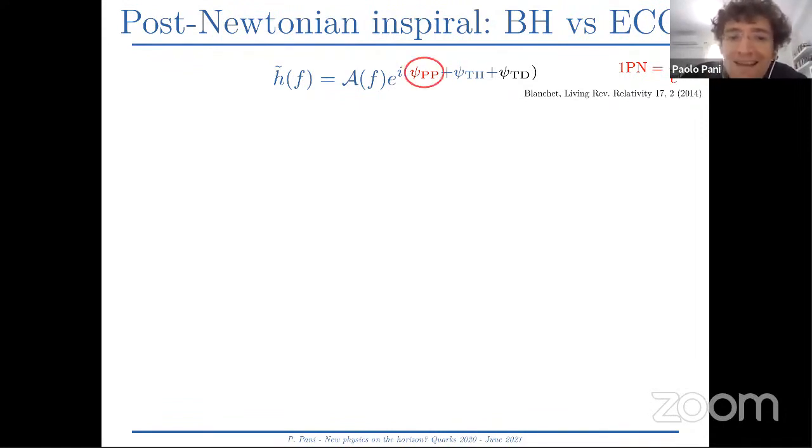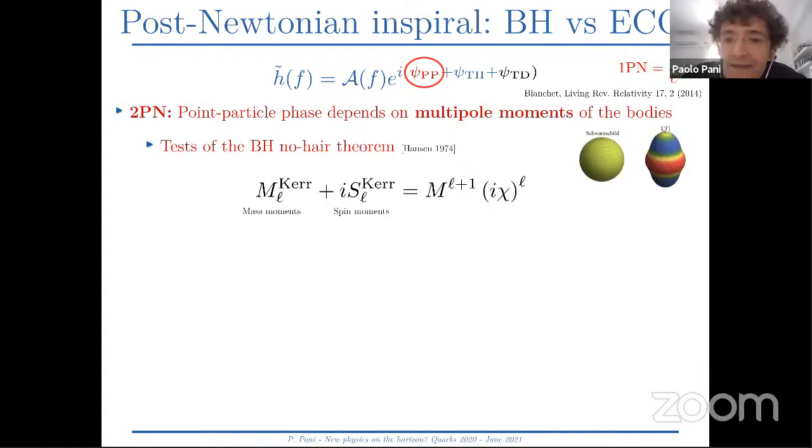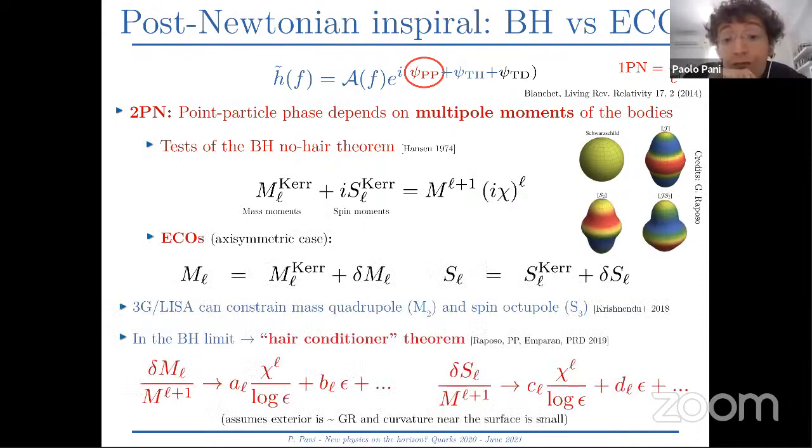So the first one is that the phase of a gravitational wave in the inspiral, in the post-Newtonian approximation, contains information about the multipole moments of the objects. And we all know that the multipole moments of a Kerr black hole satisfy this elegant relation that depends only on the mass and the spin, both the mass and the spin multipole moments. For exotic compact objects, this is not true anymore.